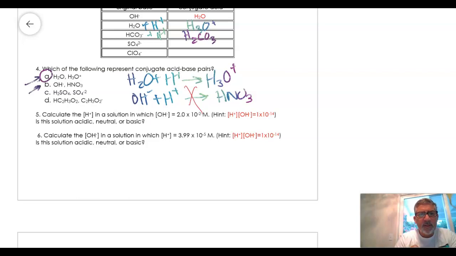So number 5 is calculate the hydrogen ion in solution. All right, so we have our constant here: my concentration of H positive times my concentration of hydroxide must equal 1 times 10 to the negative 14. So for this, you just set up your equation here, H positive. Remember, brackets mean concentration, 2.0 times 10 to the negative 2 equals 1 times 10 to the negative 14. Right? So I'll take this.